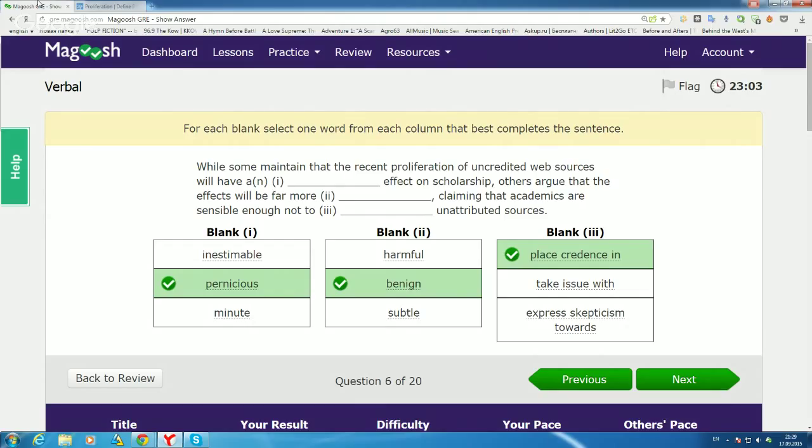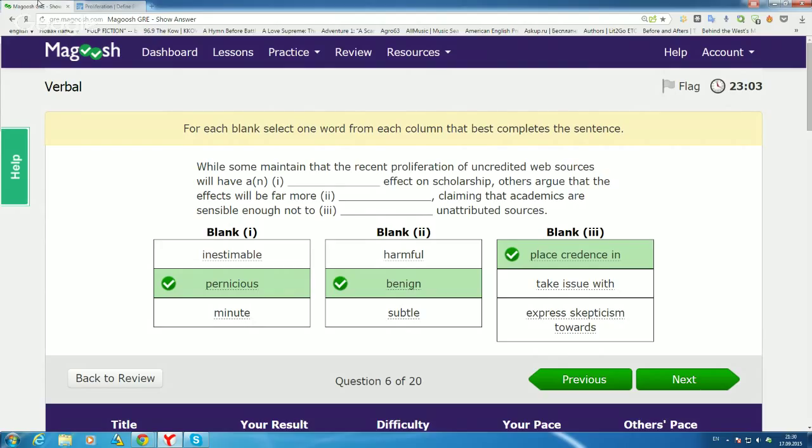While some maintain that the recent proliferation of uncredited web sources will have a or an blank effect on scholarship, others argue that the effects will be far more blank. So, what did we discover about these two blanks? What's going on with them? They're opposites. And how do we know that?